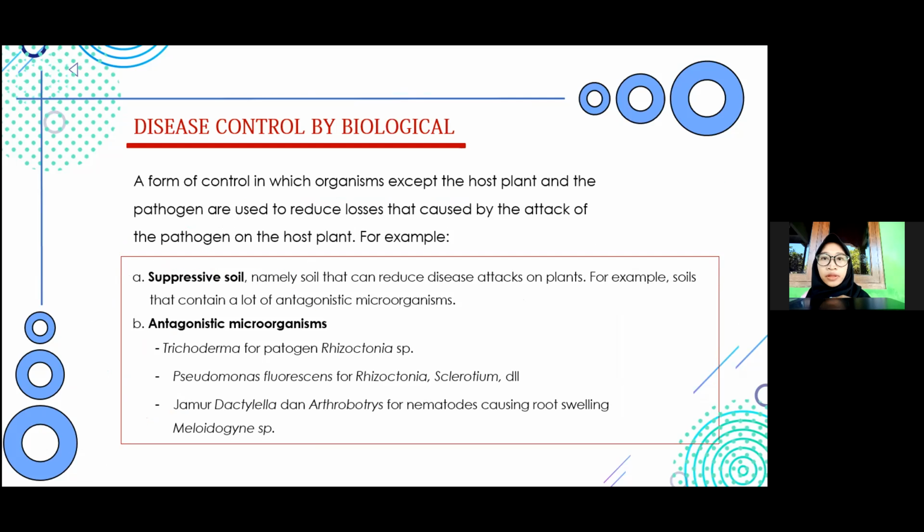This is control by biological means, a form of control in which organisms, other than the host plant and the pathogen, are used to reduce loss caused by the attack of pathogens on the host plant. For example, one is suppressive soil, namely soil that can reduce disease attack on plants. For example, soil that contains a lot of antagonistic microorganisms.